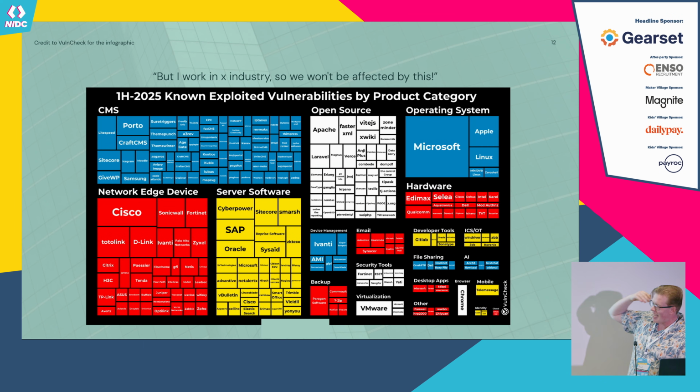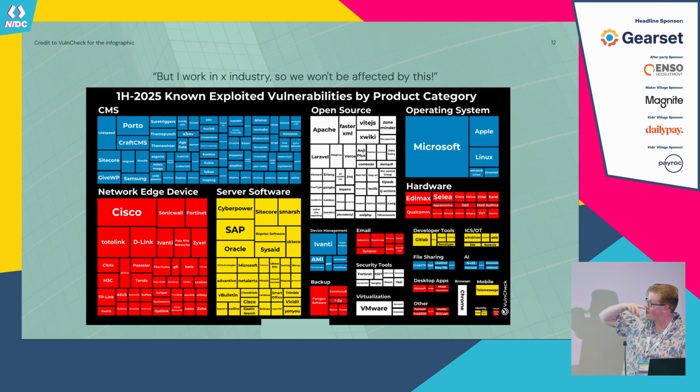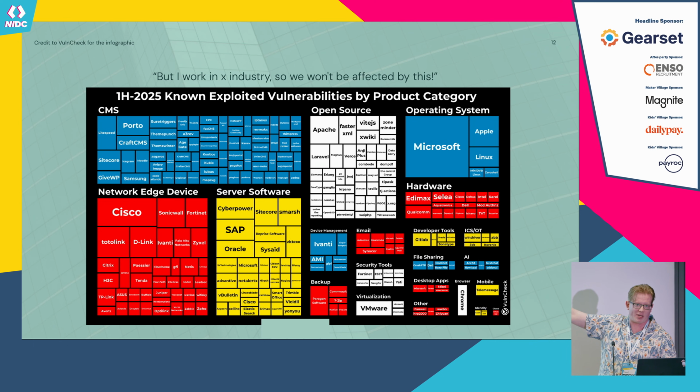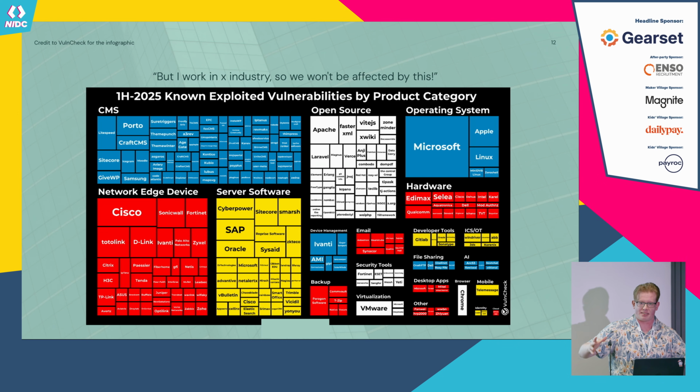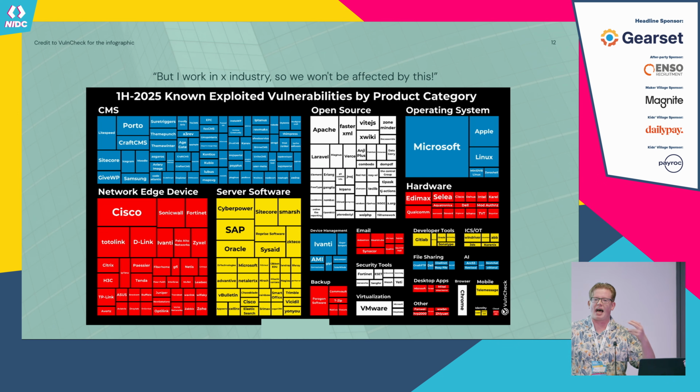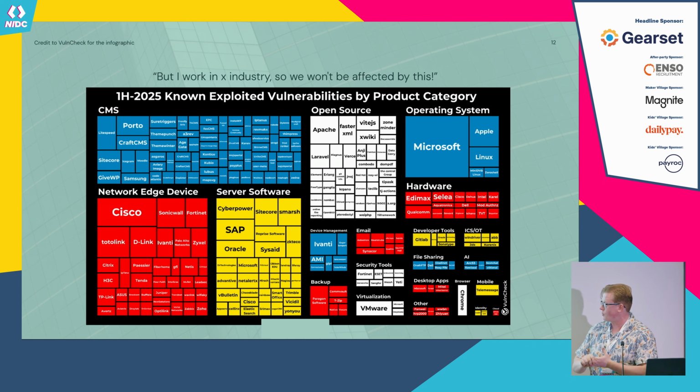But I work in X industry. I work in this little niche section here. I don't need to worry about this. So, credit to a great company, Vulncheck, for the graphic. These are all of the categories of products and the companies that have known exploited vulnerabilities in the first half of 2025. This is not all vulnerabilities. This is not even all classified CVEs. These are the vulnerabilities that have been used actively against their customers and users in the first half of 2025.